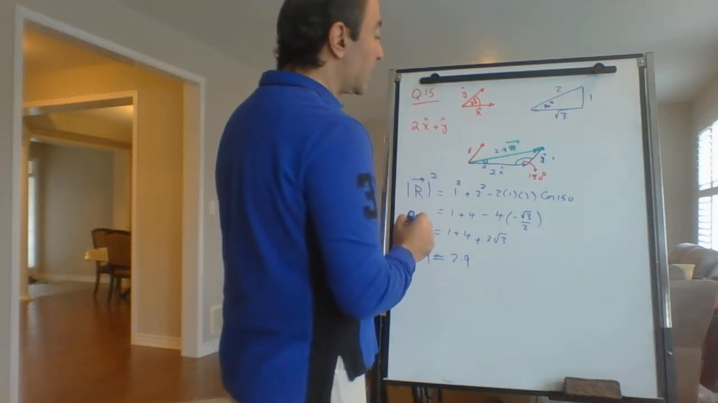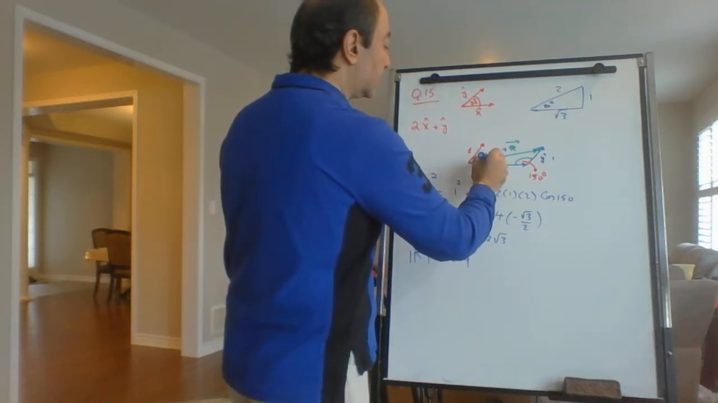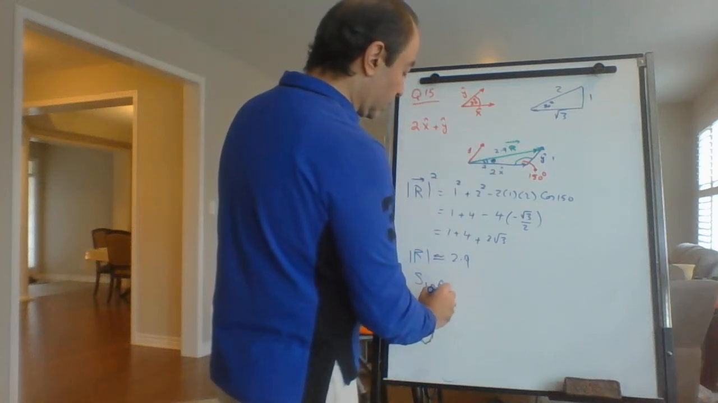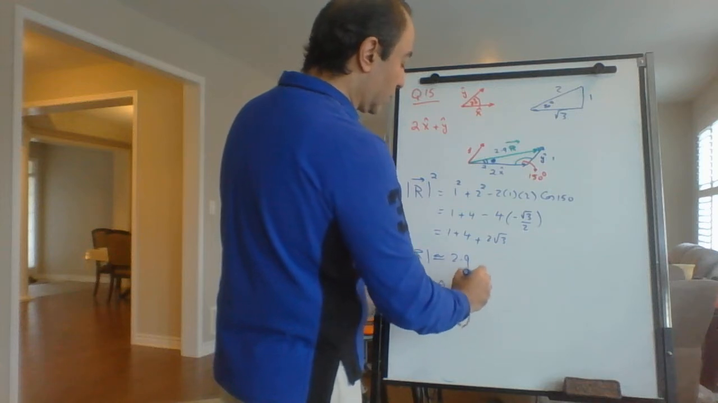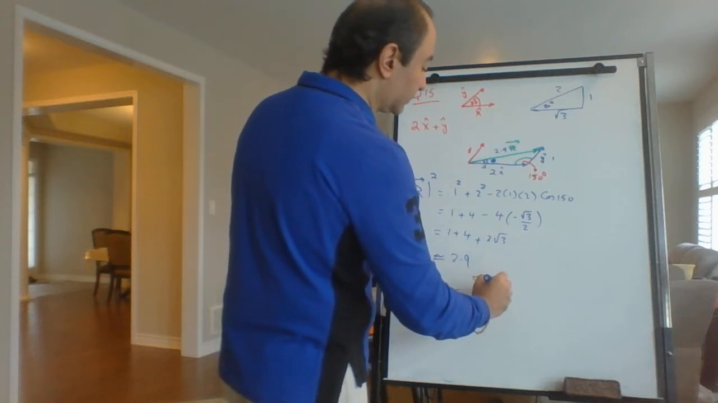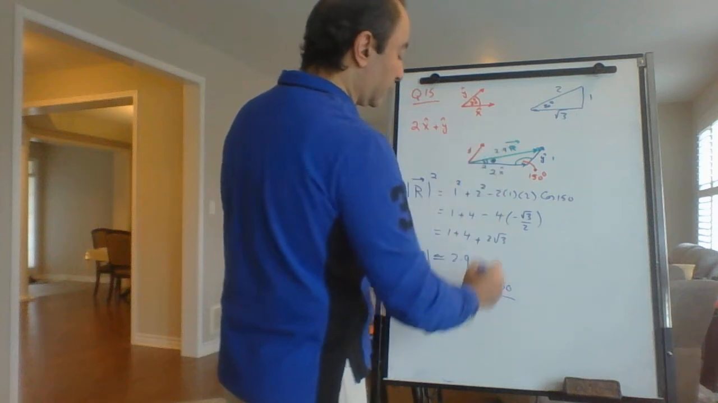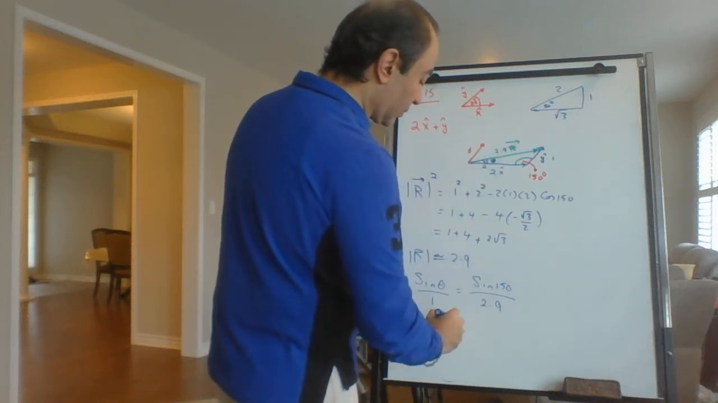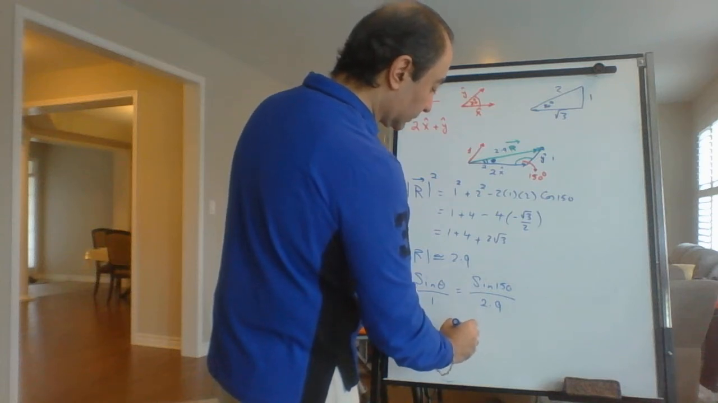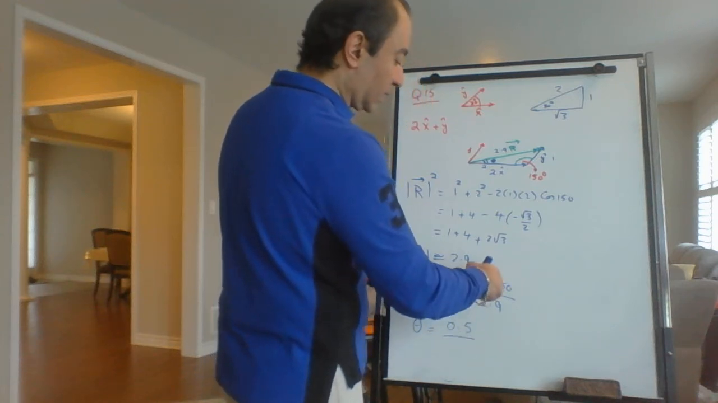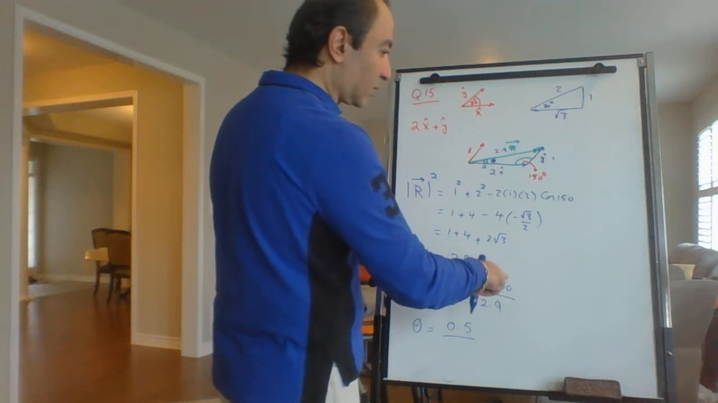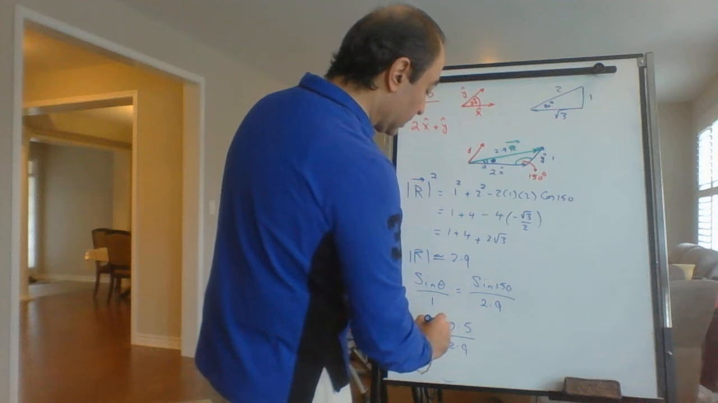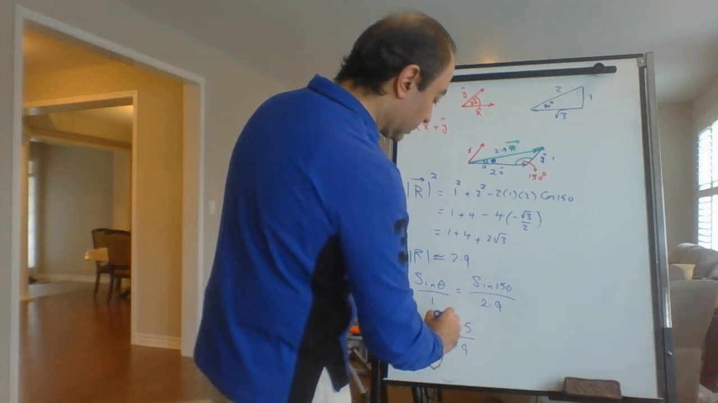So I will use the sine law. I will call this angle theta, and I will say sine theta over the opposite side, which is 1, equals sine 150 over the opposite side. So theta will equal, sine 150 is 0.5, because it's the same as sine 30, second quadrant, sine is positive. So theta will be sine inverse of this.